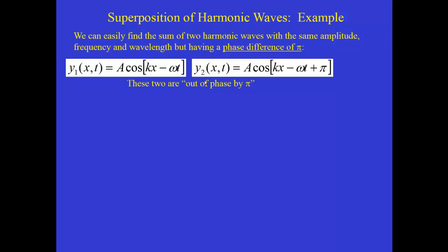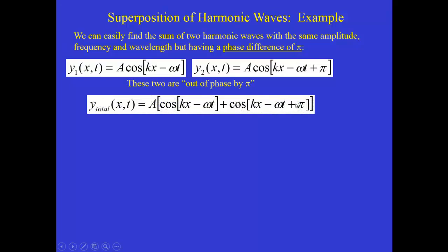By the way, we say that these two waves are out of phase by pi because the argument of the cosine function is sometimes called the phase of the wave. When we add those two together, we can factor out the amplitude A because they have a common amplitude. And what we see is we just have the sum of two cosine terms with slightly different arguments.